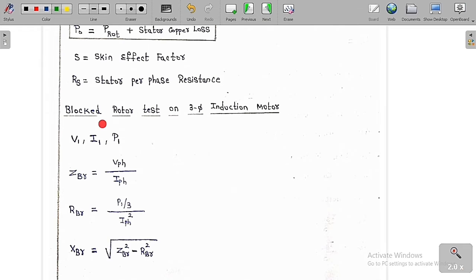So now we have to perform the blocked rotor test on a 3-phase induction motor. I have already told you the short circuit test on a transformer is equal to the blocked rotor test on a 3-phase induction motor. So now we have to block the rotor. Whenever you block the rotor, NR is equal to 0, so slip is equal to 1. Then we have to give the rated current, so the input voltage is very less. With a small amount of voltage you are going to get the rated input current.